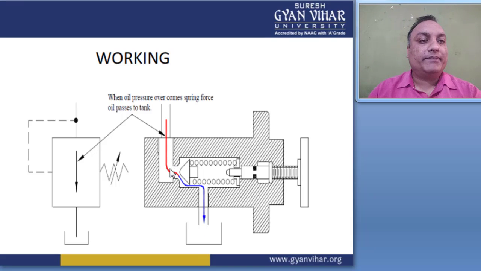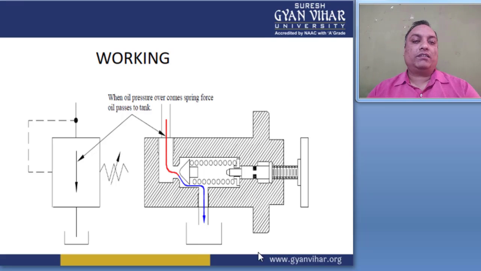So this is a high pressure zone and here is a low pressure zone, right? And this pressurized fluid goes to the reservoir like this. So this is the simple working of this pressure relief valve.